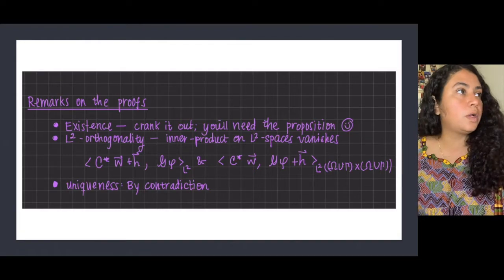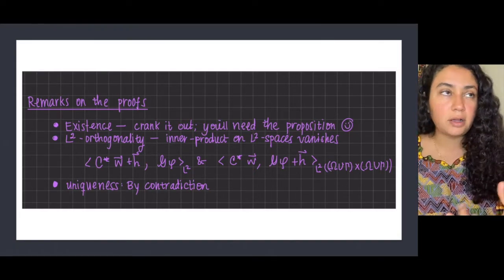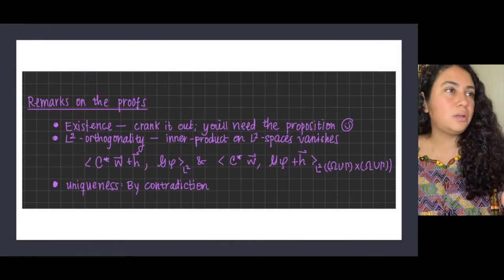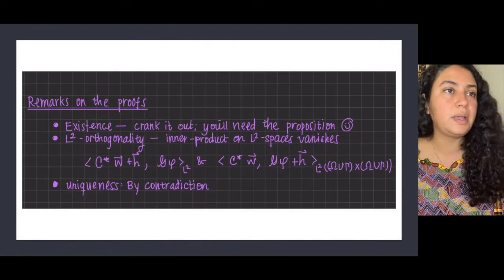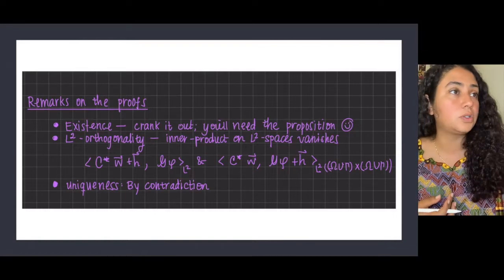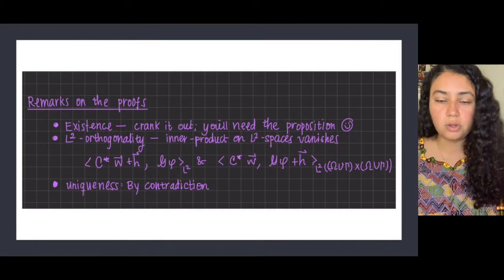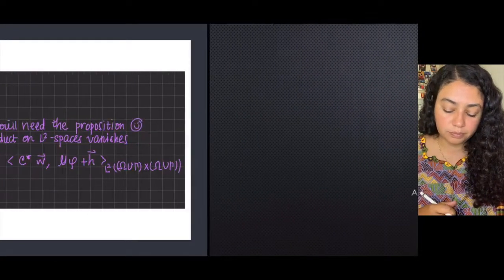A quick remark: with existence, we just crank it out in a way that we talked about. With L2 orthogonality, this is the sort of L2 space orthogonality that we're talking about. And for uniqueness, we argue by contradiction.